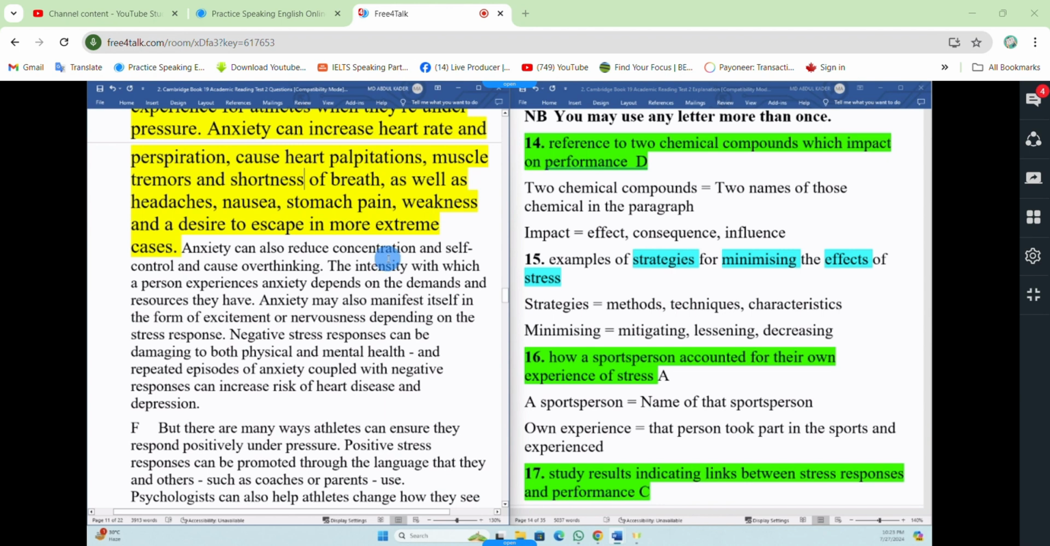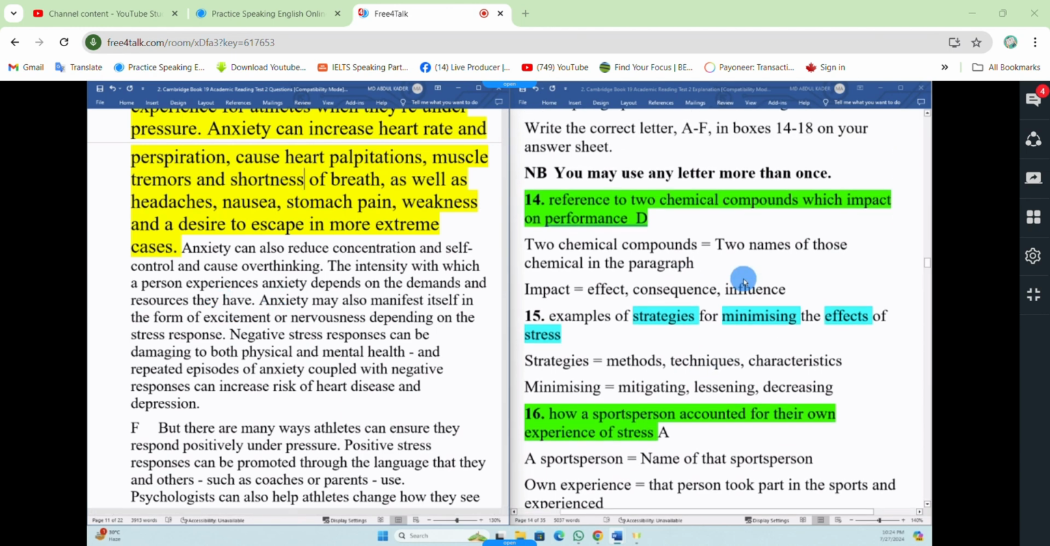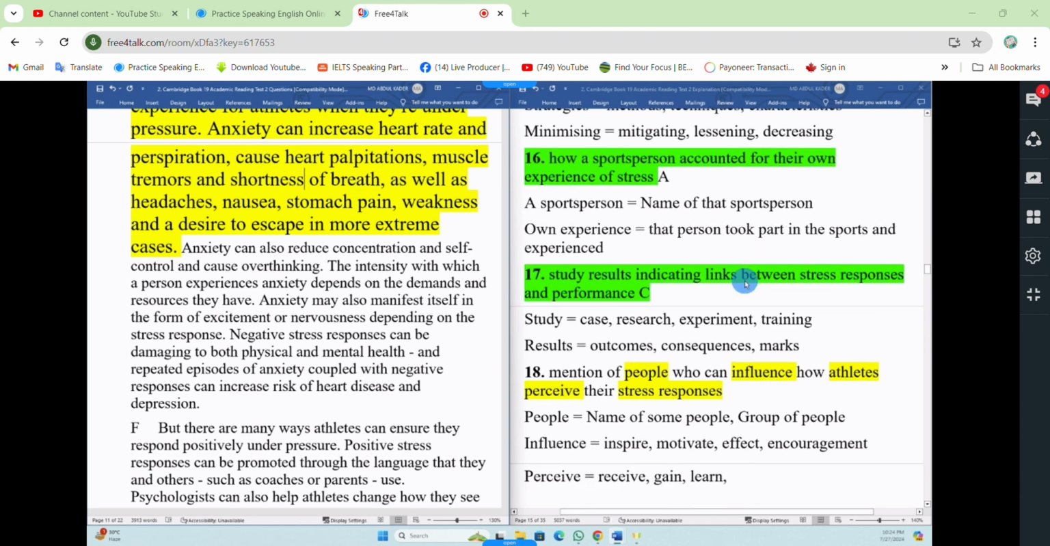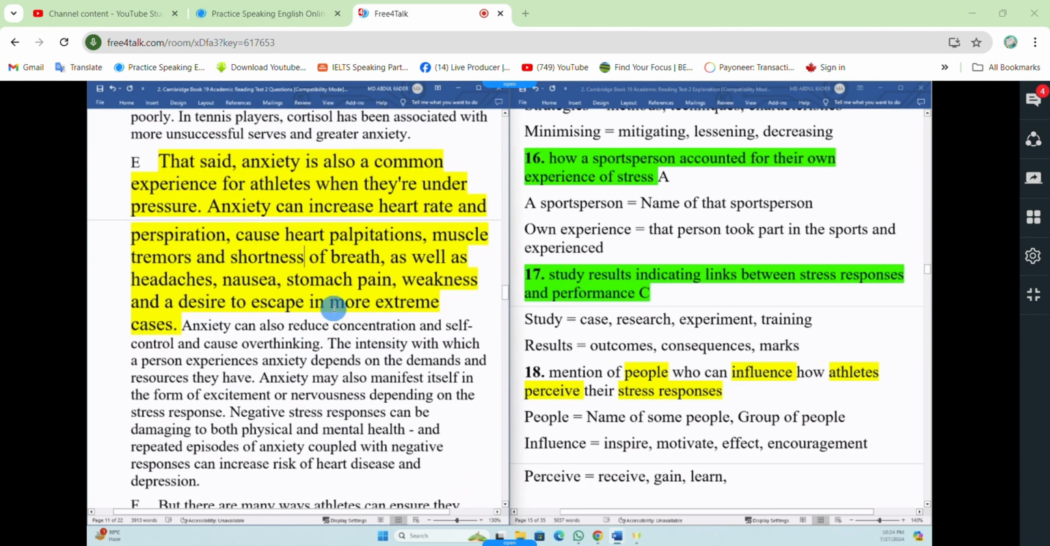Anxiety can also reduce concentration and self-control and cause overthinking. Okay. So this passage is all about anxiety. Is there any question related to anxiety? I don't think so. So we should skip this paragraph. Why? Because this whole paragraph is all about anxiety, but we don't have any question regarding anxiety. So we have to skip this paragraph very carefully, right?